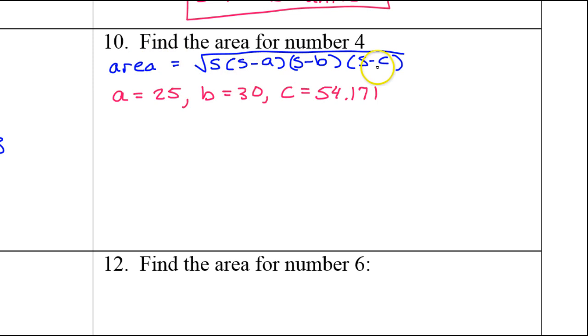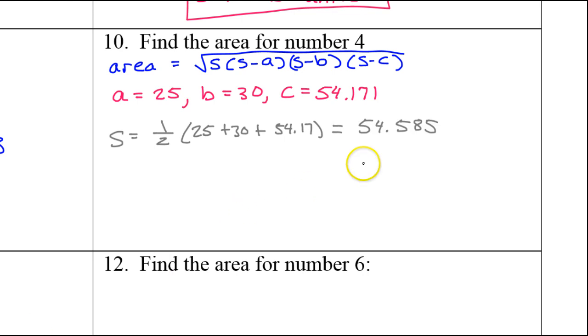Now, in addition to A, B, and C, we need S. So please remember that this letter S is 1/2 the sum of all of these. So it's really 1/2 of the perimeter of the triangle, if you want to think of it that way. So it's 1/2 of 25 plus 30 plus 54.171. So let's go ahead and calculate that and figure out what that is. So I'm getting 54.585 for my value of S.